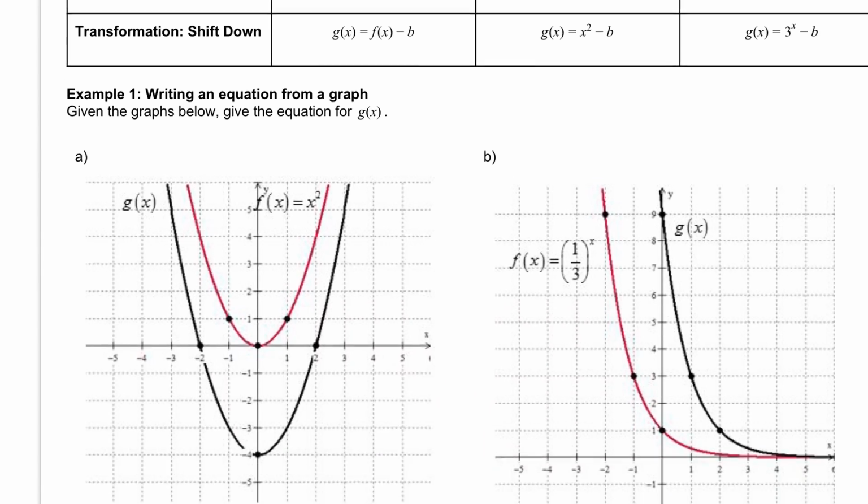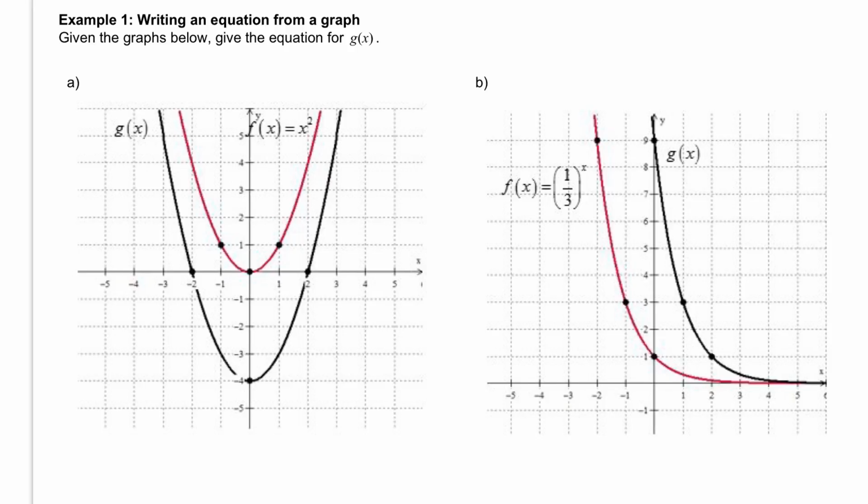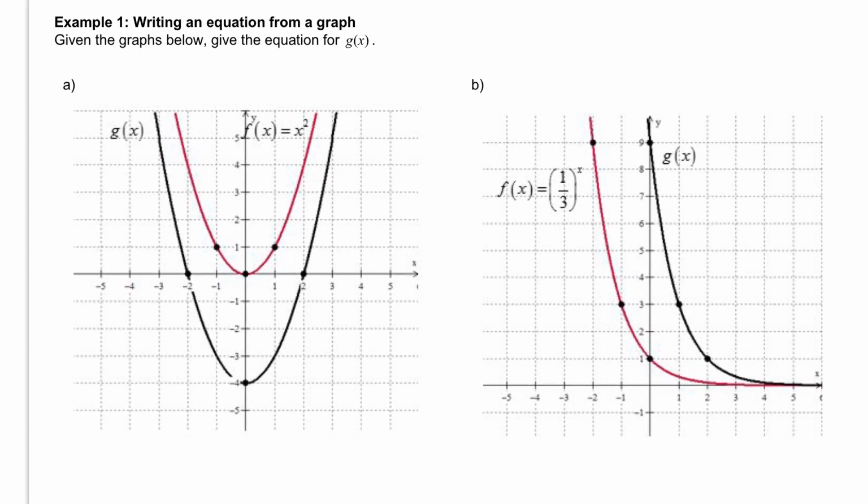So let's scroll down to example 1. We want to write an equation from a graph. Given the graph below, give the equation for g of x. If we take a look at letter A, we have f of x equals x squared. So we have our basic quadratic function. And what we want to know is how are we going from f of x, the red graph, to g of x, which is the black graph.